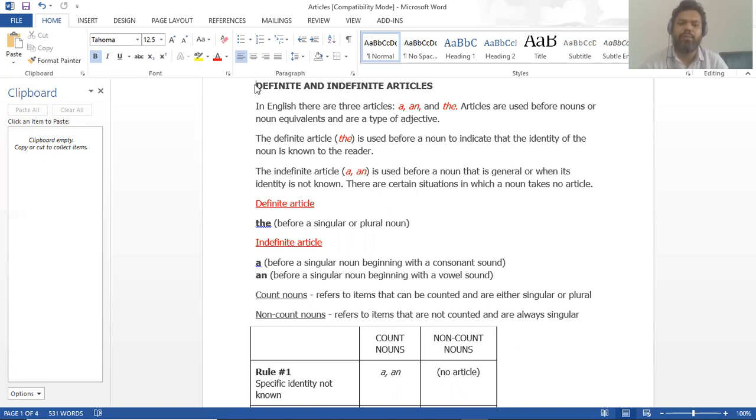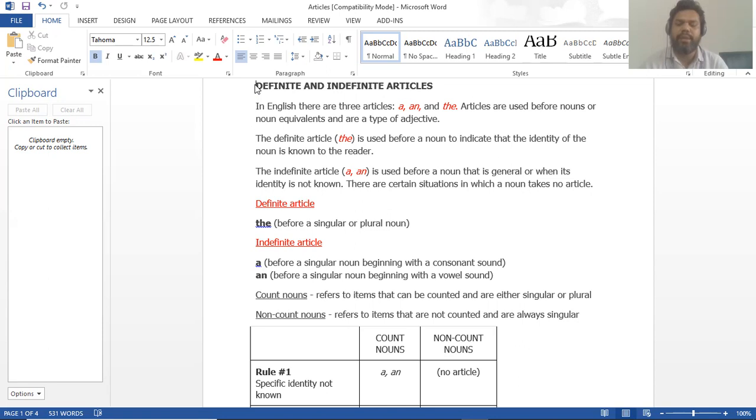Before them you can use THE, but A and AN you must use before a singular noun. So it is called the indefinite article. A is used before a singular noun beginning with a consonant or consonant sound, and AN is used before a singular noun beginning with a vowel or vowel sound.